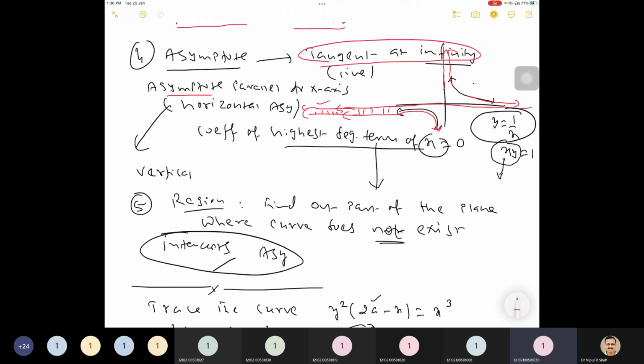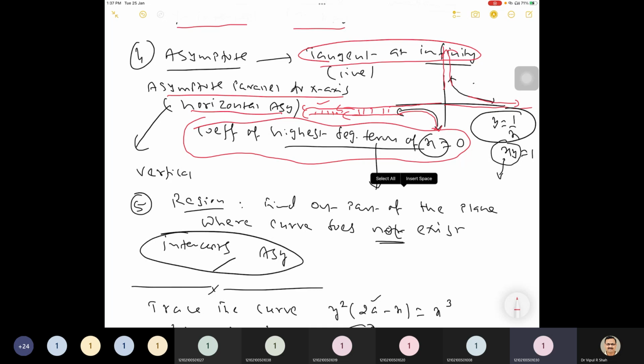One is the asymptote parallel to the x-axis, which you can call the horizontal asymptote. This is the simplest procedure. You have to remember: make the coefficient of the highest degree term of x equal to 0. I repeat, the coefficient of the highest degree term of x equal to 0. That is the tangent at infinity. You can call it an asymptote. Basically, it's a line.